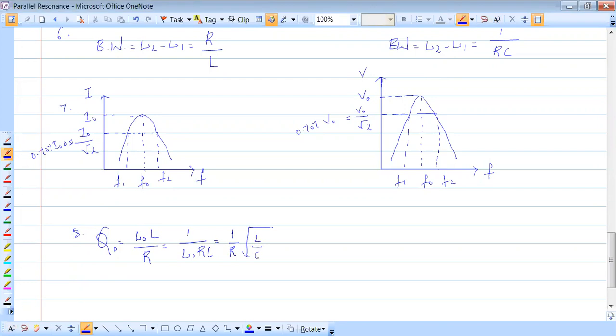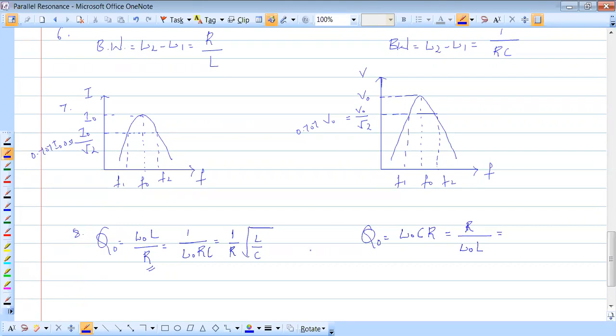So what would that become here? The quality factor would have omega naught there anyway. L would become C, and R would become 1 by R. So this R, if it becomes 1 by R, would go to the numerator. 1 by omega naught anyway would be there. C would become L and R would become 1 by R. That means it is R by omega naught L.